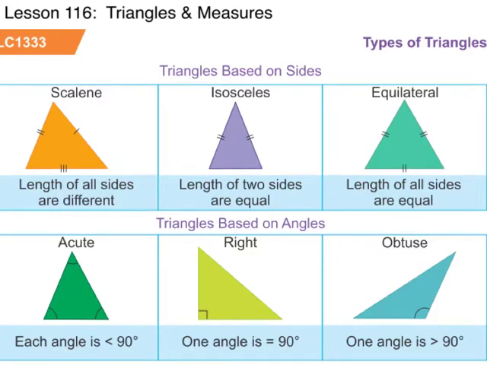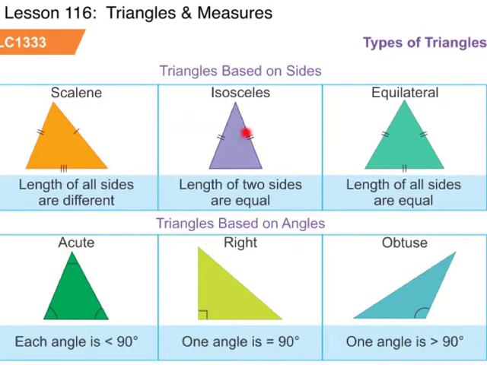This is lesson 116 in Saxon's Algebra 1/2, the second edition, the older book. And this lesson is on triangles and measures. Now, remember that we skipped lesson 115. So the last one we did was on angles and measuring angles. This lesson is going to be about different types of triangles and the measures of each and what these little tick marks here on the sides mean.